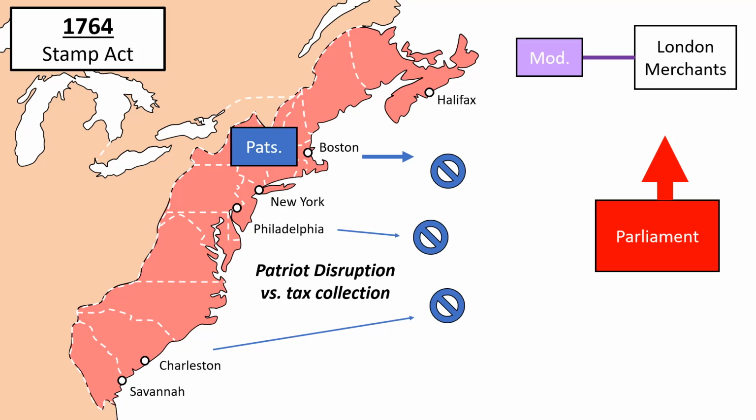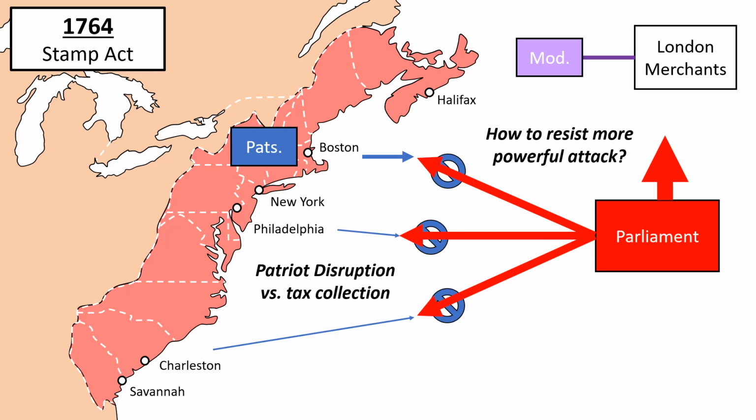The Stamp Act riots showcased how Patriot disruption would work. Through extraordinary political action and physical violence, colonists demonstrated that they could prevent establishment policy from being executed. That said, the Patriots won only because the British were completely unprepared, and the stakes were too high for them to surrender after one failure. Like the moderates, the Patriots had to ask themselves, what would they do to resist the next, inevitably more powerful attack?